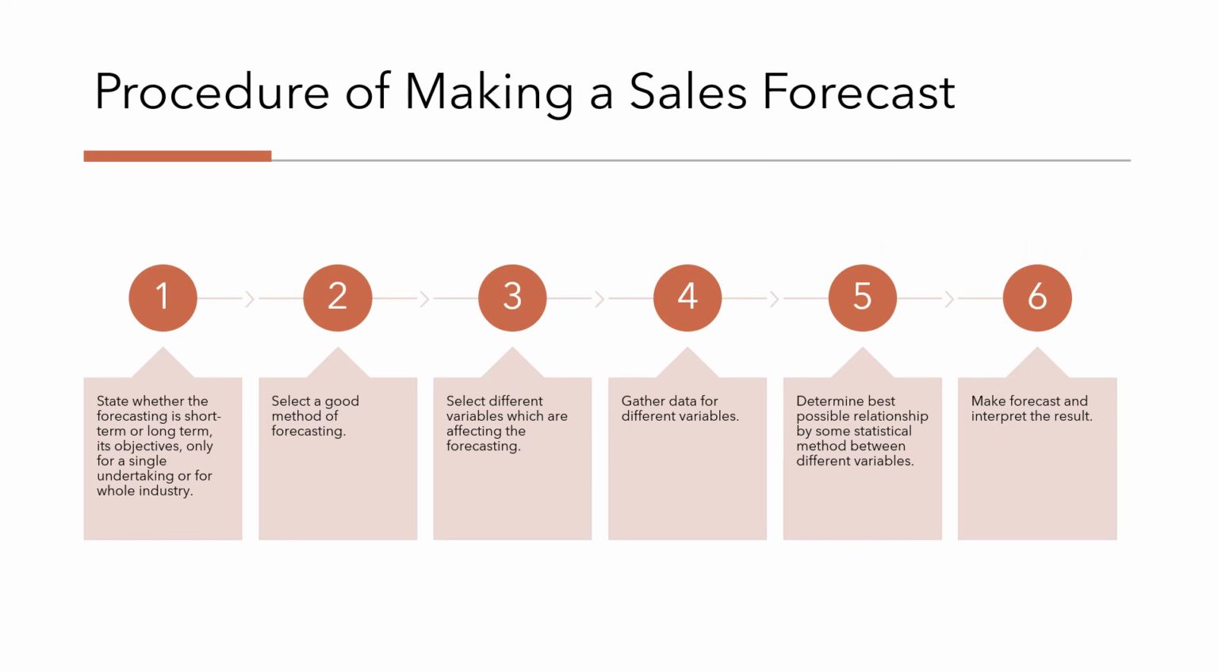There are procedures for making a sales forecast. One is to state whether the forecasting is short-term or long-term, and whether its objective is only for a single undertaking or for the whole industry. Second is to select a good method of forecasting. Third is to select the different variables which are affecting the forecasting. Fourth, gather the data for the different variables. Fifth, determine the best possible relationship by some statistical method between the different variables. And lastly, make the forecast and interpret the result.